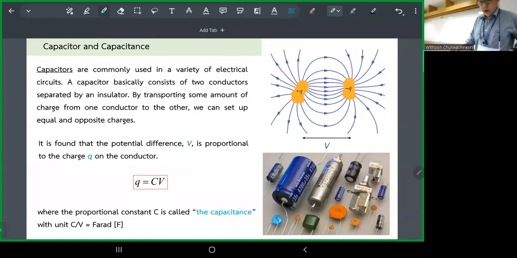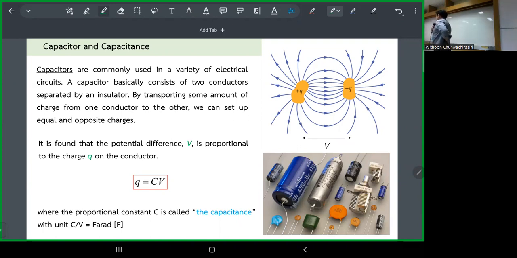So what we have left for you here, the final stop of the whole thing, is about a device that can store charges. And that's kind of cool, because sometimes you want to store your charge and then use it later. All right.